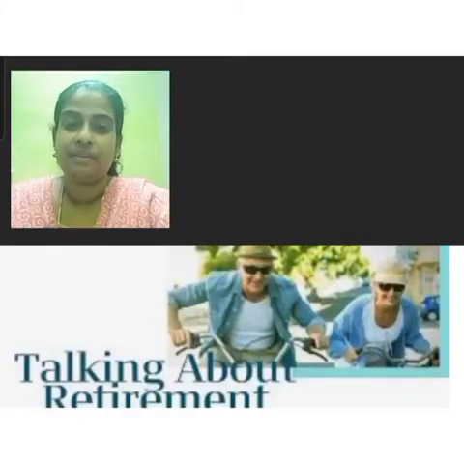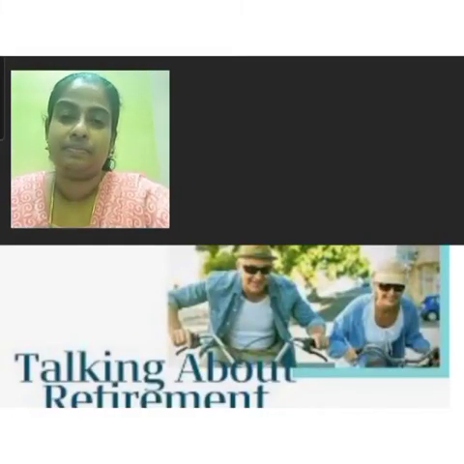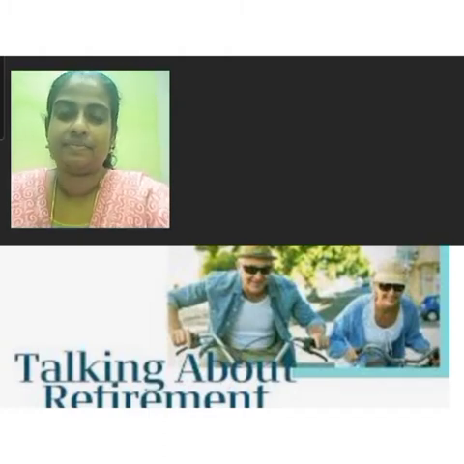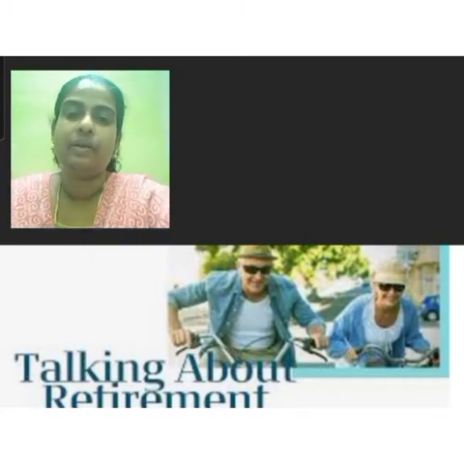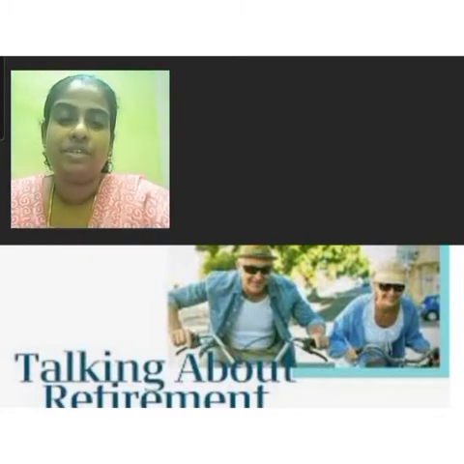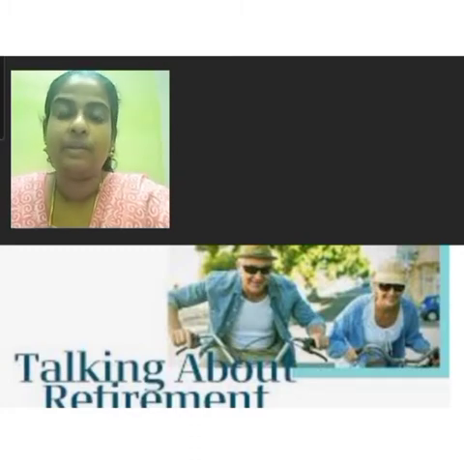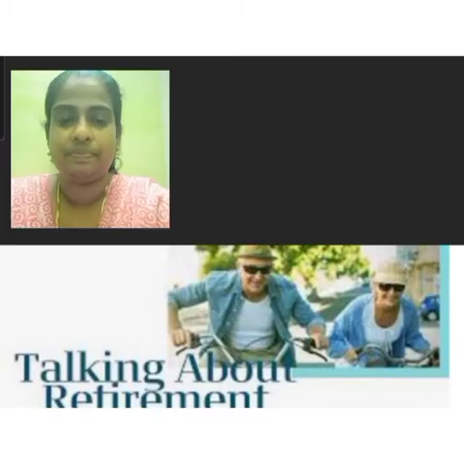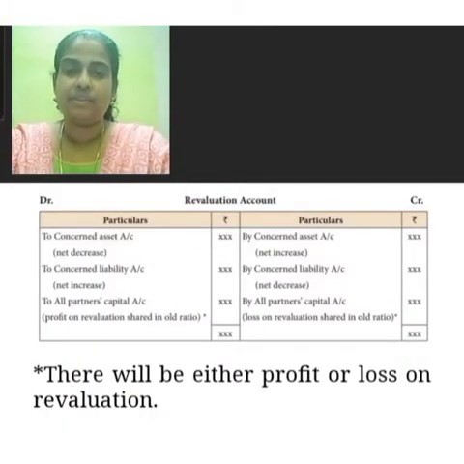Dear children, in the second module, we are going to study the new term, that is revaluation account. Revaluation account is an account which is prepared to calculate the profit available to the partners after revaluing the various assets and liabilities of the partnership firm. Now we are going to study the format of revaluation account.